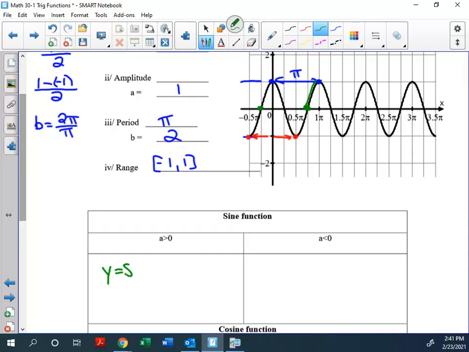Amplitude of 1, so I can just go straight to sine. B value is 2. X, I don't know. Let's go plus pi over 4. Because that's truly what I would have done. You could have also had minus 3 pi over 4 if you really wanted to.